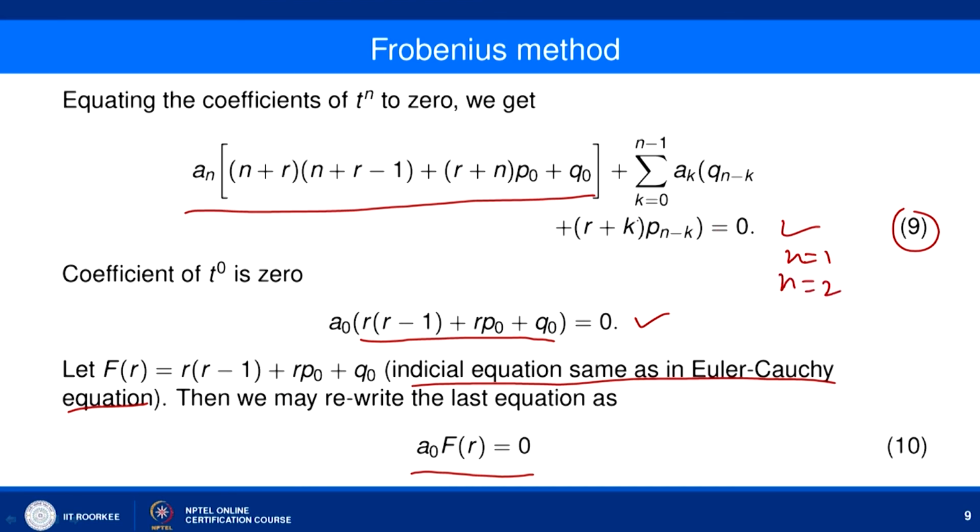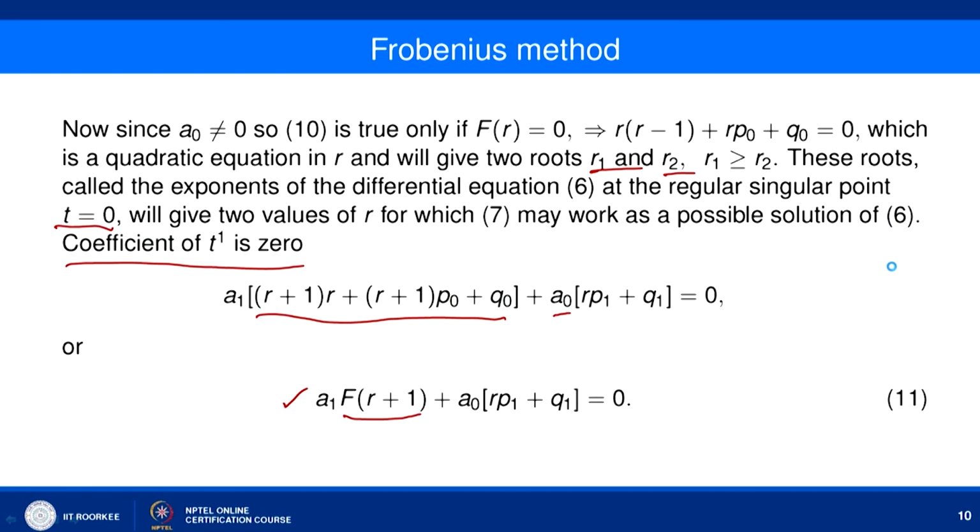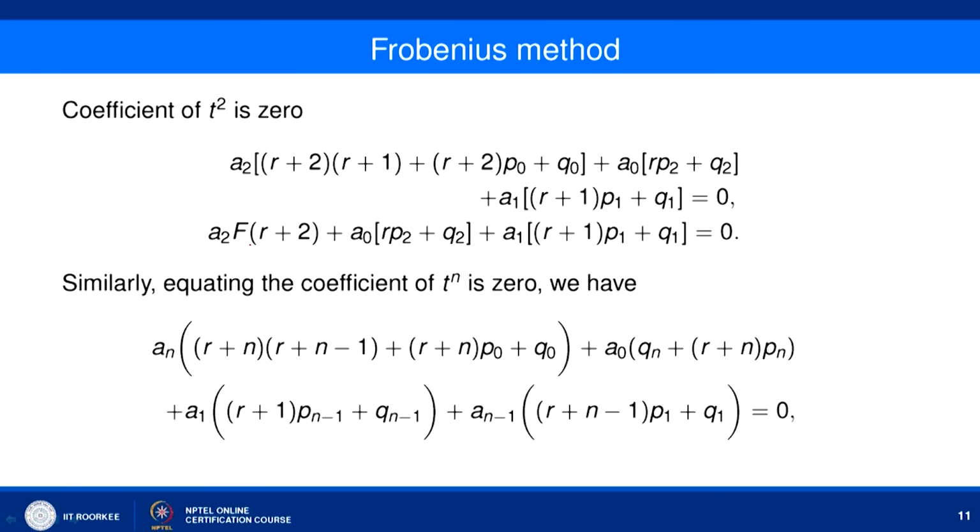So, here we are looking at equation number 9, and for the coefficient of t to power 0 we put n equal to 0, for the coefficient of t to power 1 we put n equal to 1, and for the coefficient of t square we are putting n equal to 2. So, we are looking at this equation number 9 again and again, and we are getting equation number 11, and similarly we can get this expression.